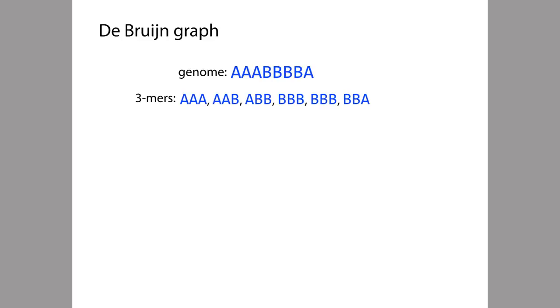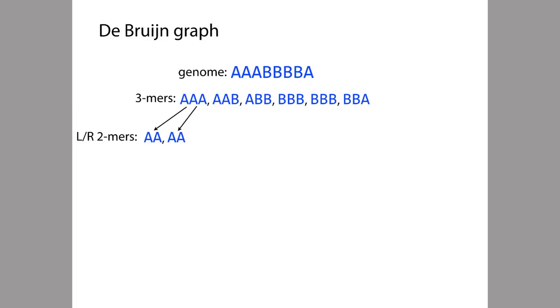For each k-mer, we're going to extract its left and right k-1-mers. So by k-1-mer, I just mean a substring of length k-1. So in this example, k equals 3. So a k-mer is a 3-mer. And then a k-1-mer, we'll call a 2-mer. So here's a 3-mer, and here are its left and right 2-mers.